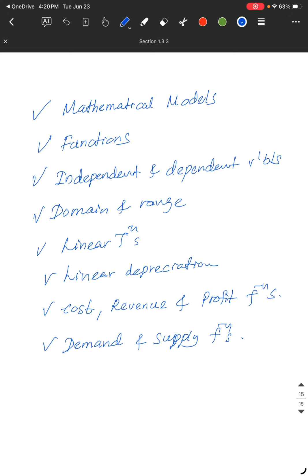These ideas form the foundation for many applications of finite mathematics in business, economics, finance, and decision making.